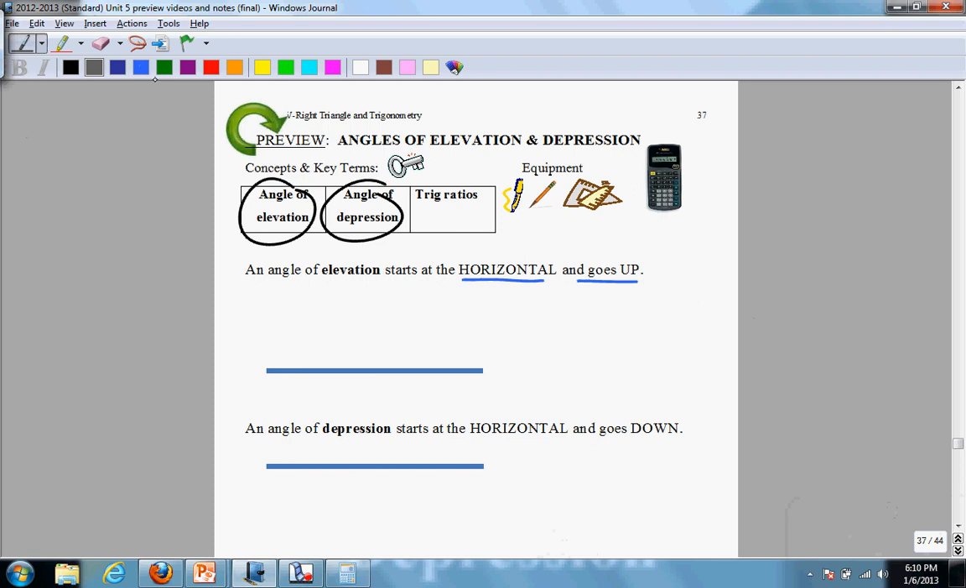So trace with me this horizontal line. Now draw a little arrow upward and create an angle. That is an angle of elevation. Starts at a horizontal line and angles upward. That's called an angle of elevation.